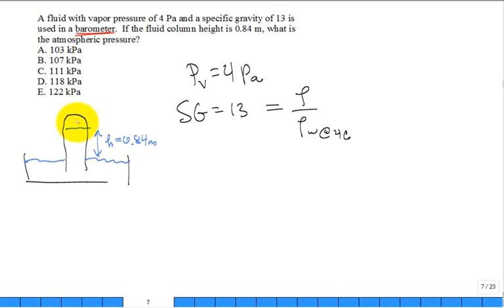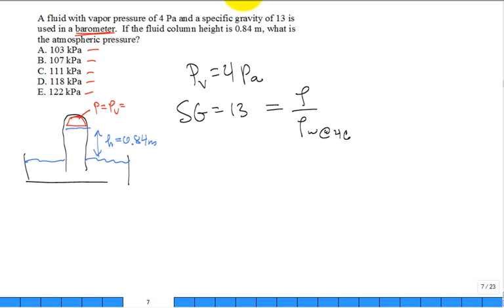And what's above this in this region right in here? It's essentially a vacuum, or it's equal to the vapor pressure of the fluid. So the pressure is equal to PV, which is 4 Pascal. Okay? So what is the atmospheric pressure in kilopascal?